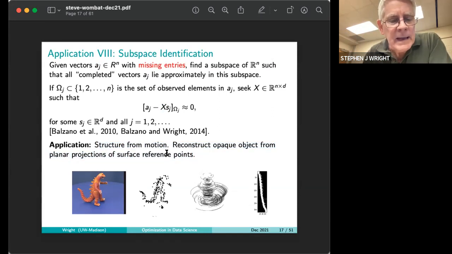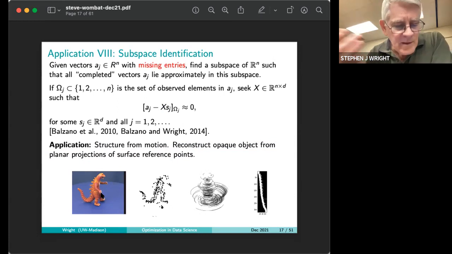which is a thing in computer vision. In fact, we wrote some papers with some application people after 2014 where we did experiments involving a toy dinosaur. What you're doing is observing a 3D object from a bunch of different angles, and it's an opaque object. So you can paint reference points on the surface of this object, but when you look at this object from any angle, you can only see a subset of the reference points. You don't see all of them. And when you rotate it and look at it from different angles, you see a different subset of reference points.